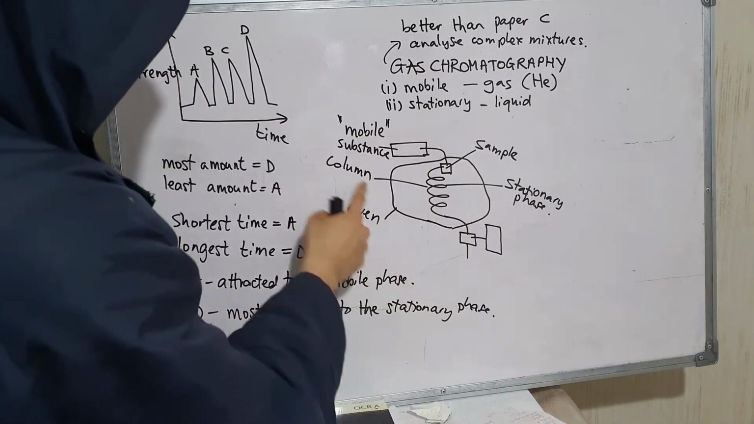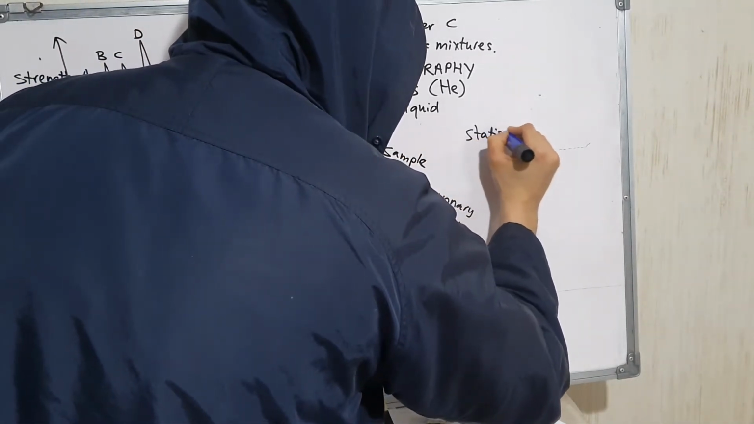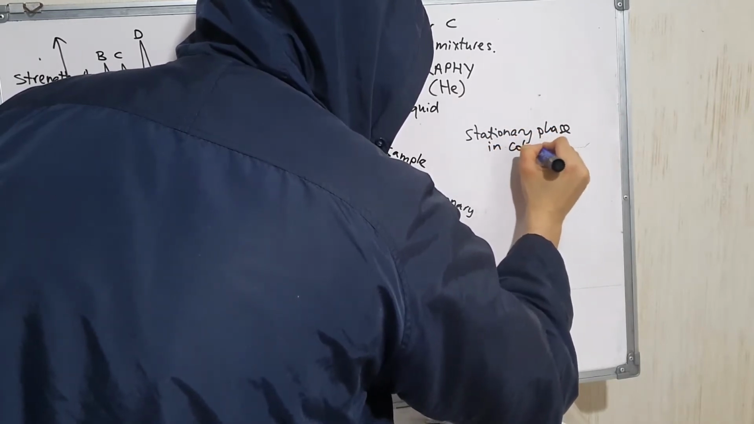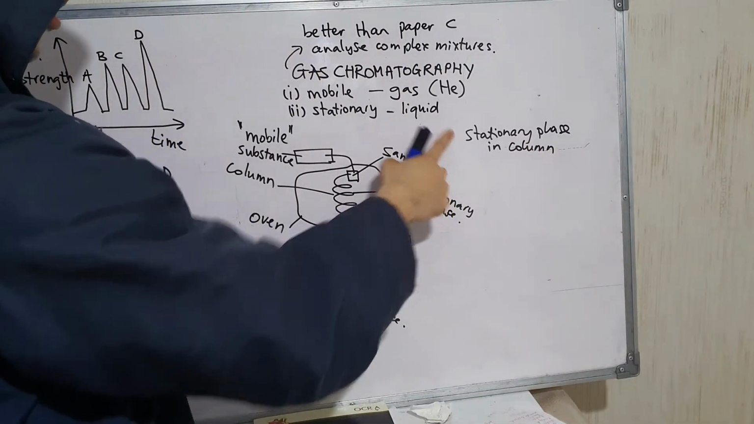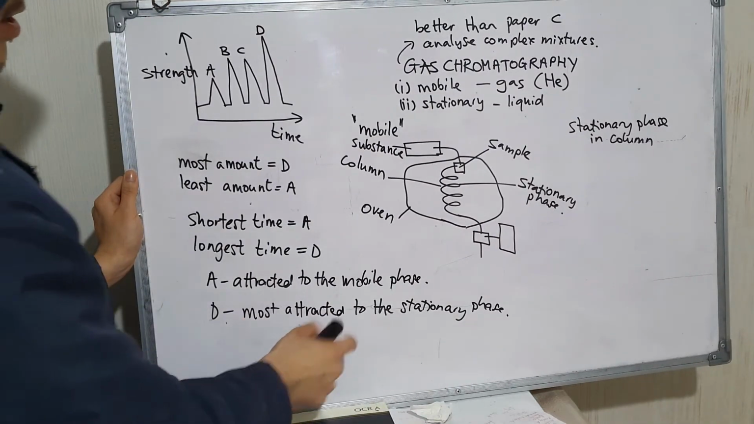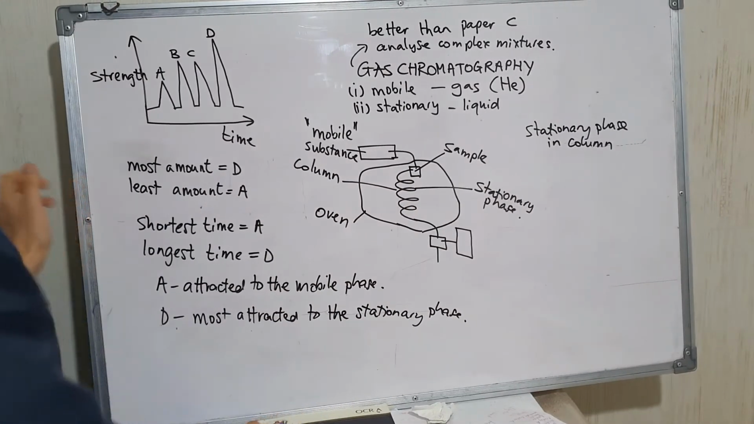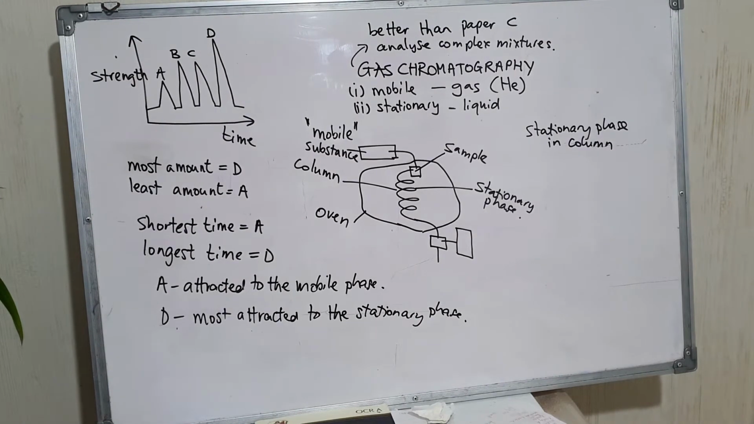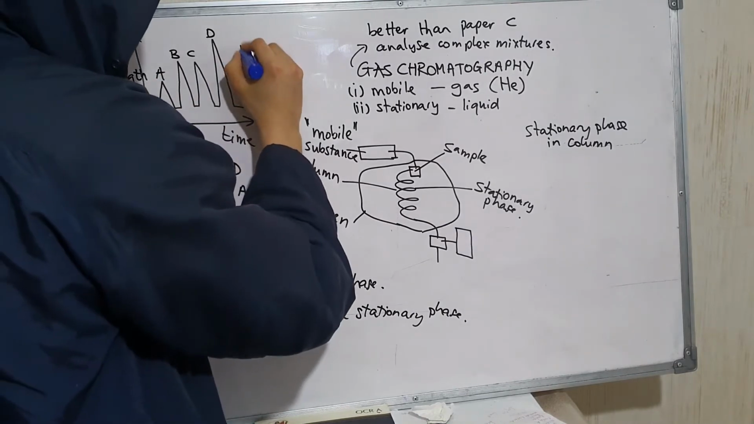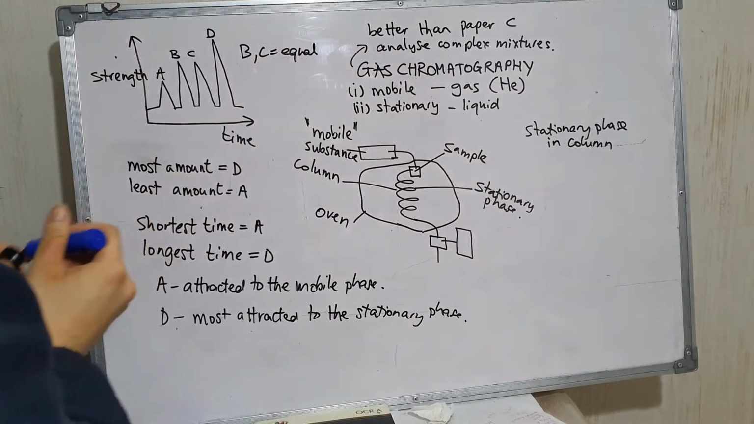However, the stationary phase is in the column. So the stationary phase is in the column. If D is attracted to the stationary phase, it will stay in that column a longer time. Okay. What can you say about B and C? You can say that B and C have the most equal amount.